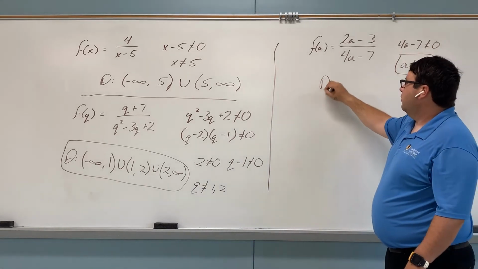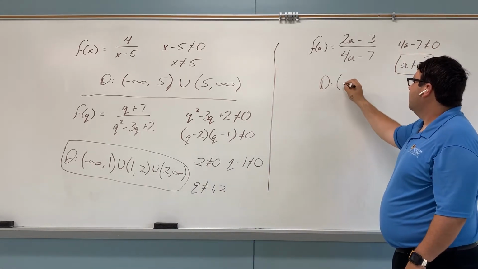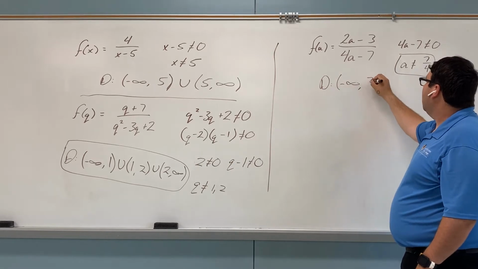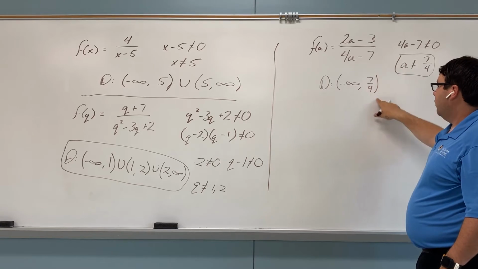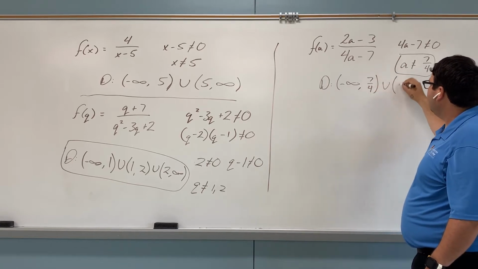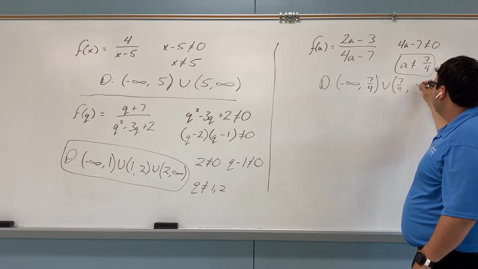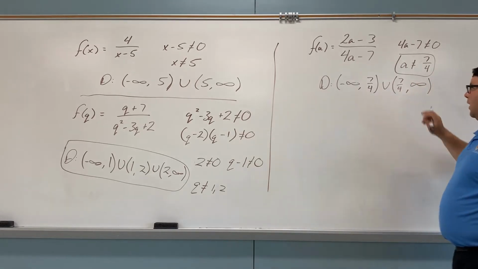Your domain value for your set is negative infinity to positive 7/4, still excluded, so you have a parenthesis there. Union 7/4 to positive infinity.